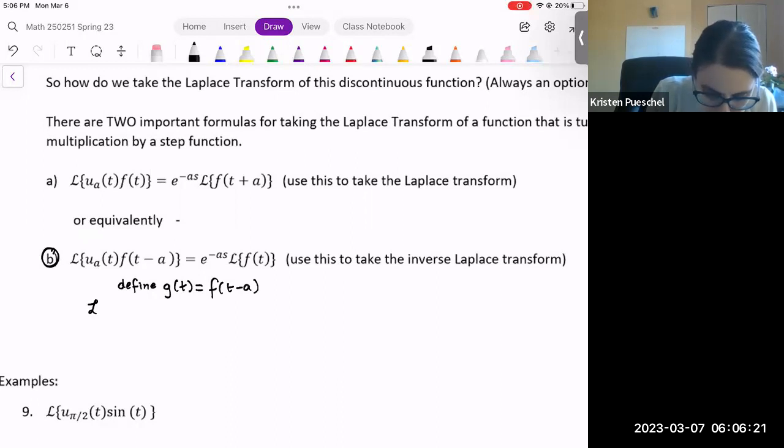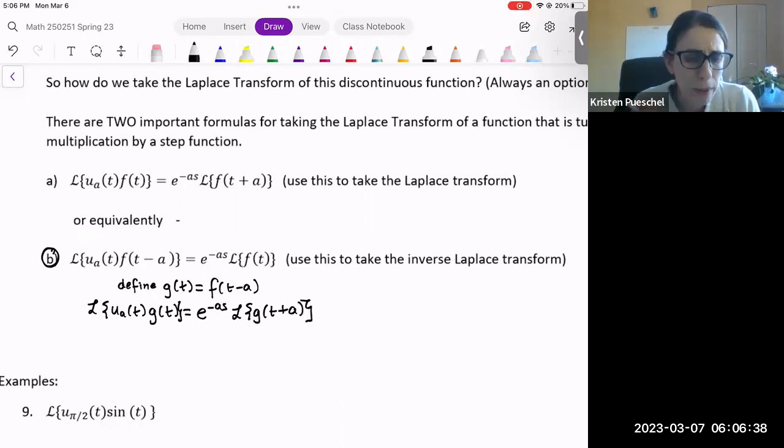Then if we rewrite this, we have u_a of t times g of t is equal to e to the negative as times the Laplace transform of g of t plus a. So really, this is just a rewriting. We use B because it's for this inverse Laplace transform because it's just a slightly easier format.